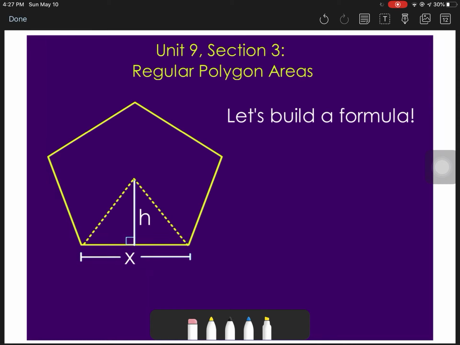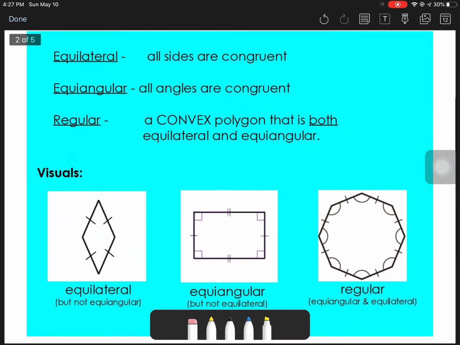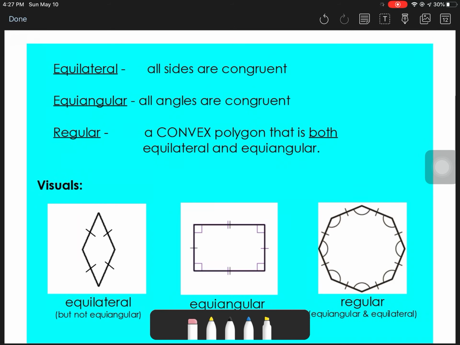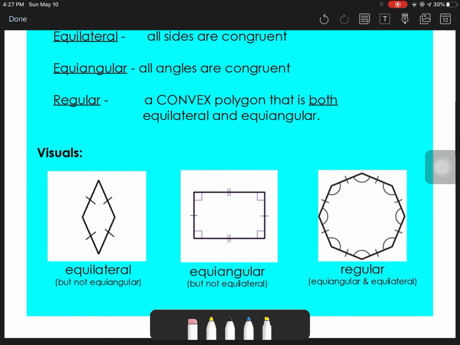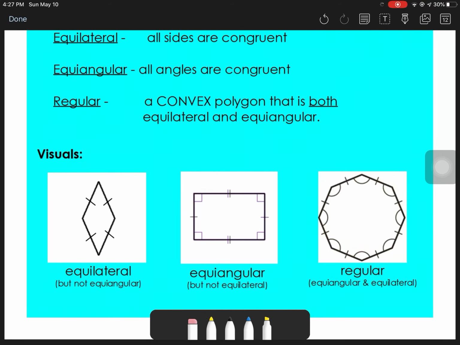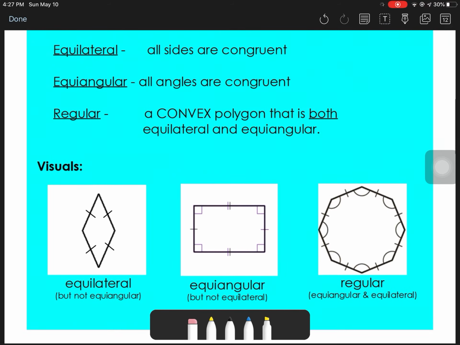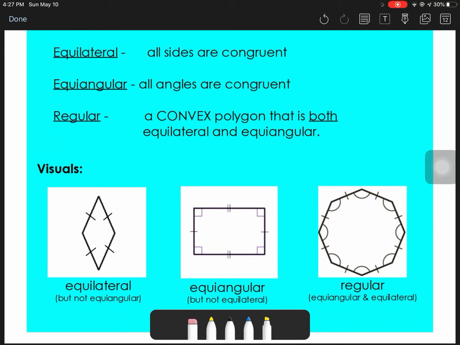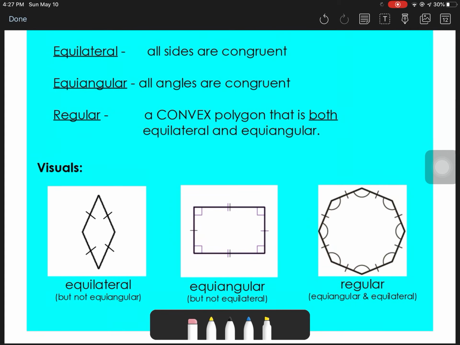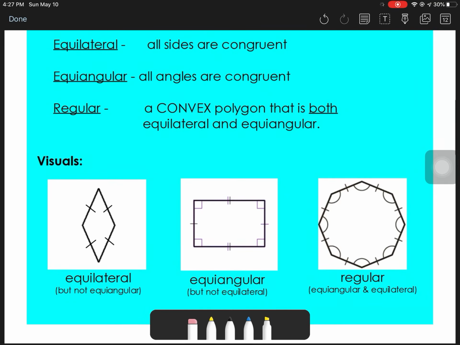Now, we need to understand what a regular polygon is. We did talk about this a little bit last week, but I just want to do a quick little recap. So there's different types of polygons. An equilateral polygon is where all sides are congruent. So you could think of that as like this example down here. We have a rhombus. All of the sides are congruent, but not all of the angles are congruent. Equiangular can be anything that has all congruent angles, such as a square or a rectangle is a good example where you have all 90-degree angles, but it's not equilateral because not all of the sides are the same.